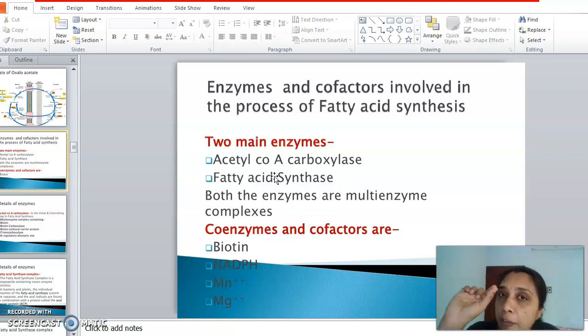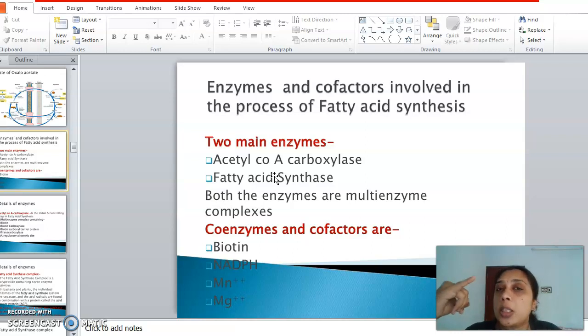Hence, the formation of malonyl CoA from acetyl CoA through acetyl CoA carboxylase acts as the committed step of the reaction, because once malonyl CoA is formed in the body, it will be focused only into fatty acid biosynthesis. Hence, it is a committed step of the reaction. Clear? So that forms stage 2 of the de novo pathway.